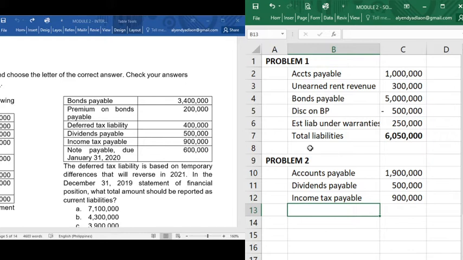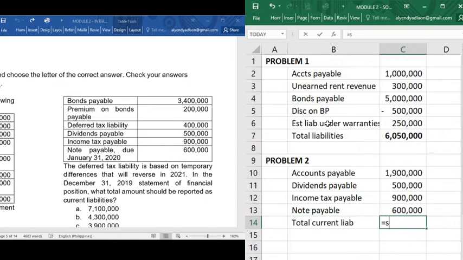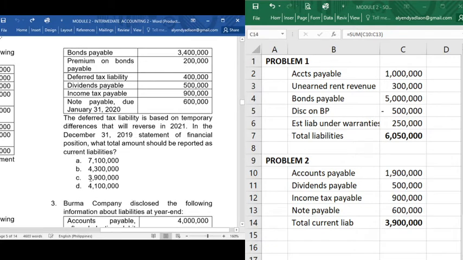Take note, today is December 31, 2019 and the note payable is already due 1 month from now. So therefore, it is a current liability. So we record here note payable of 600,000. So how much is our total current liability? So we have 19 plus 500 plus 900 plus 600, that is 3,900,000, and that is letter C. Okay, that is letter C.